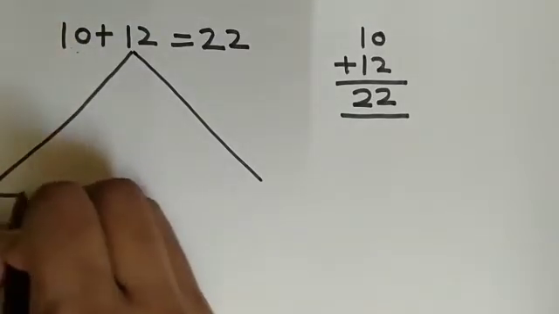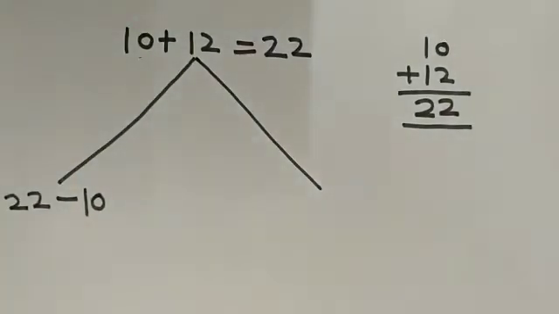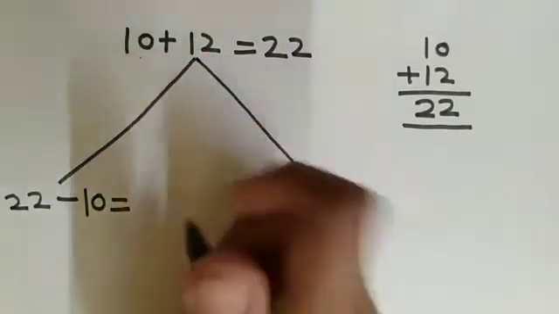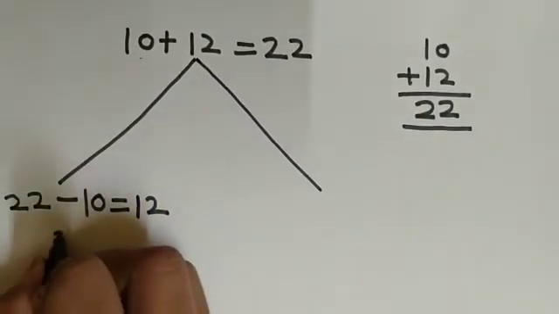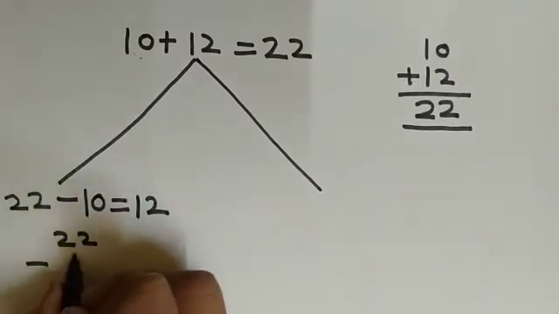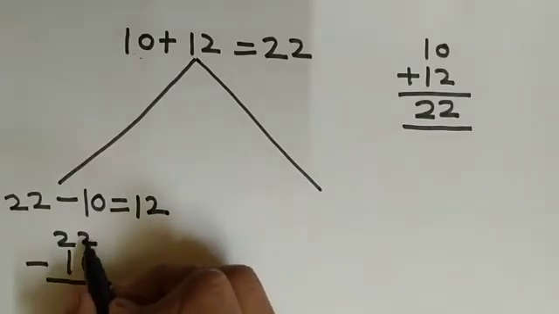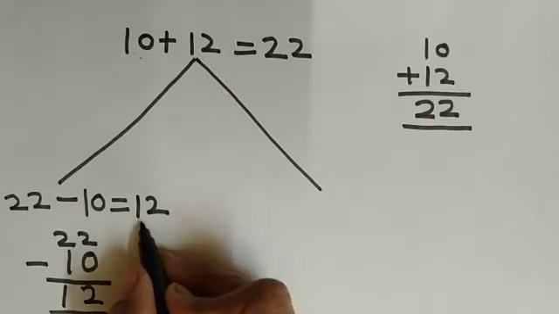I will subtract first 10 out of 22. What will we get, children? We will get the other number, that is 12. Let us check that. 22 minus 10. We will start the subtraction from the unit place first. What is 2 minus 0? 2. What is 2 minus 1? 1. See, we got the same number, that is 12.